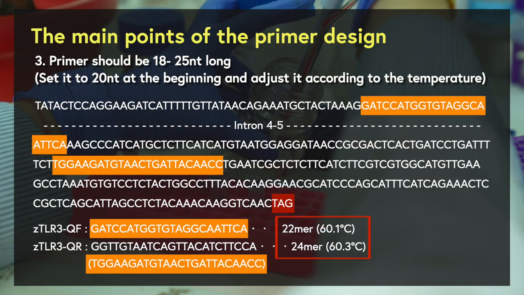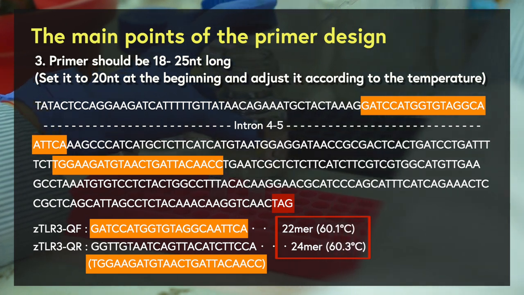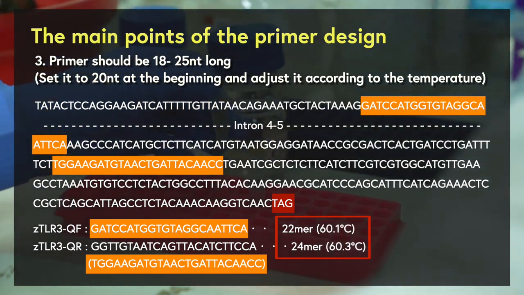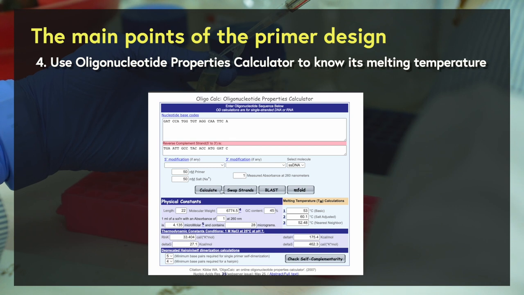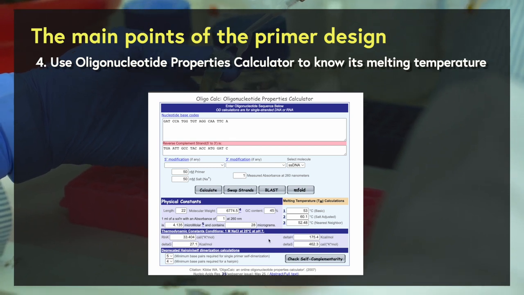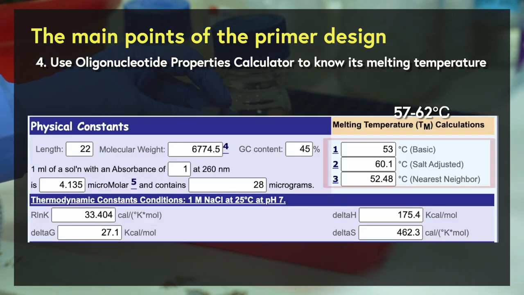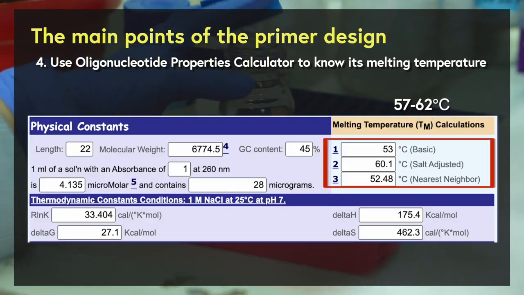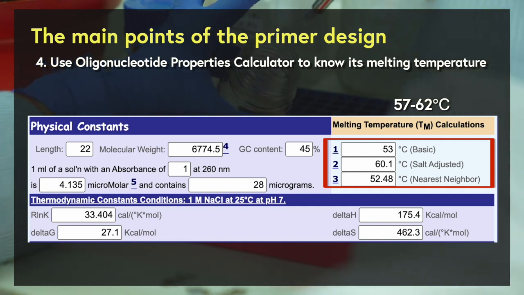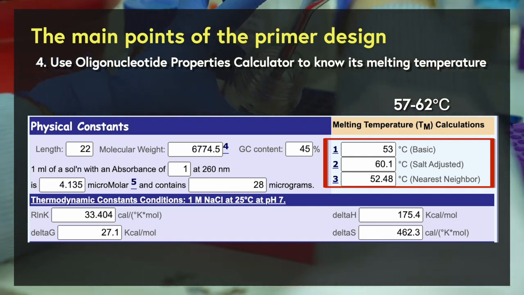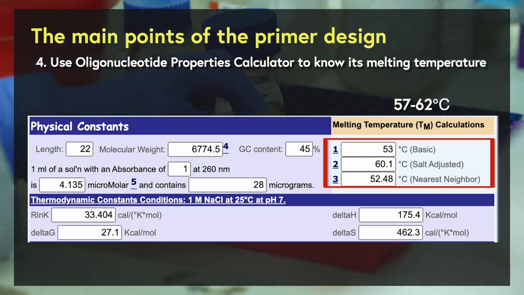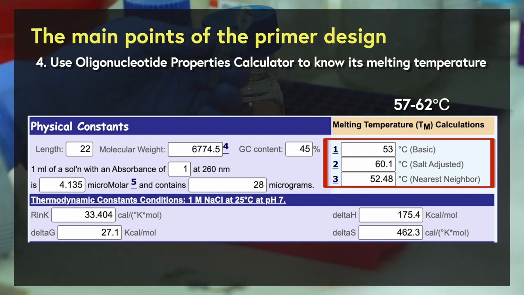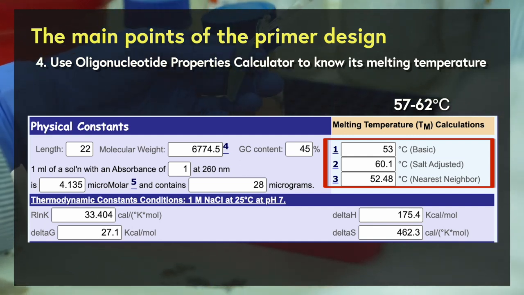Primer should be roughly 18 to 25 nucleotides long. You can set it as 20 nucleotides in the beginning and adjust it accordingly to the temperature. You can use a calculator like the oligonucleotide properties calculator to know their melting temperature. The temperature must be between 57 and 62, preferably around 60 degrees. The Tm value difference between forward and reverse primers should not be greater than 2 degrees Celsius. The size of the PCR product is optimized to be 50 to 200 base pairs, but I would rather recommend roughly around 100 base pairs.